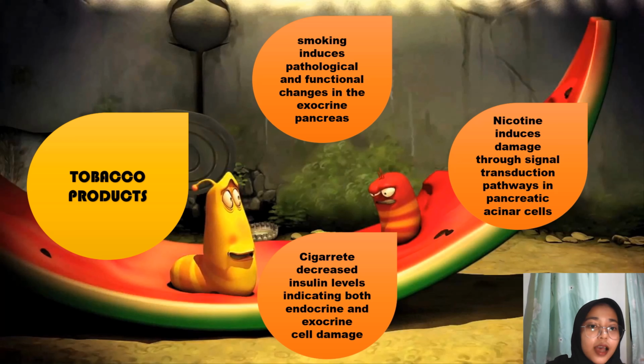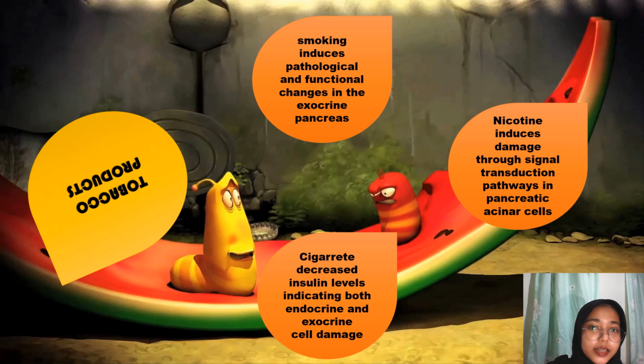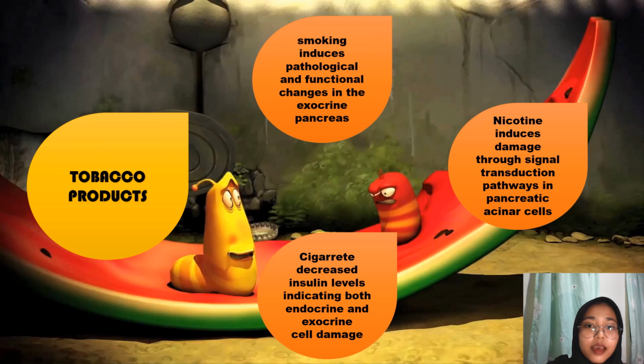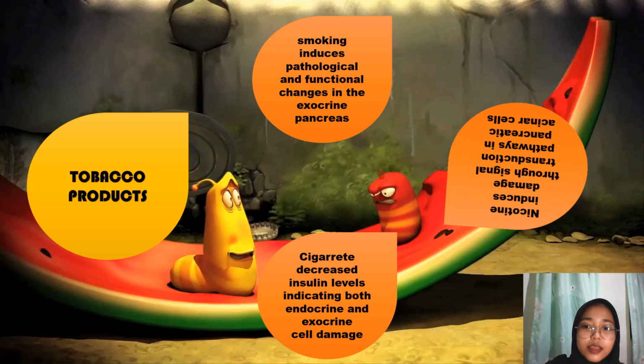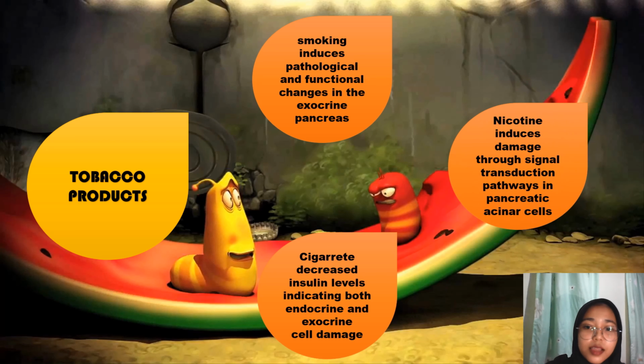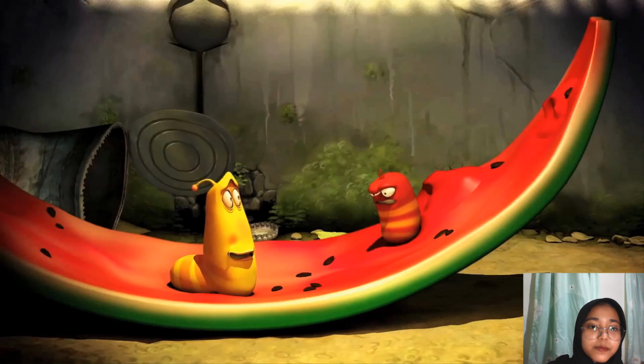Tobacco products. Smoking induces pathological and functional changes in the exocrine pancreas. Nicotine increases damage through signal transduction pathways in pancreatic acinar cells. Cigarettes decrease insulin level, indicating both endocrine and exocrine cell damage.